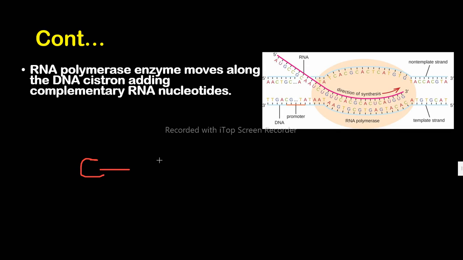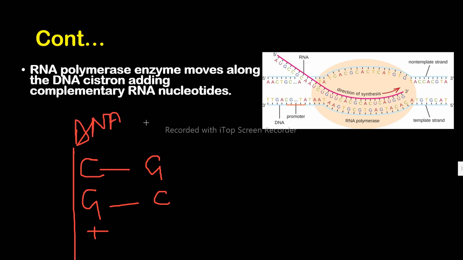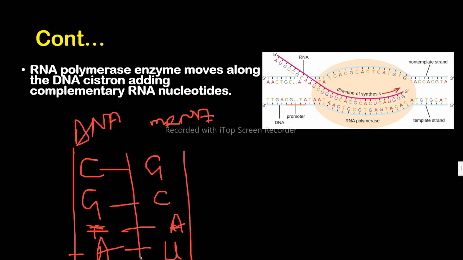Where there is C, you add G. Where there is G, you add there C. Where there is T on DNA, this is DNA, and here you are forming your new mRNA strand, so where there is T, you add there A. And where there is A, now you cannot add T, because RNA, we saw one of the differences is that RNA has no thymine, but thymine is replaced with the base uracil. So we shall add there uracil.